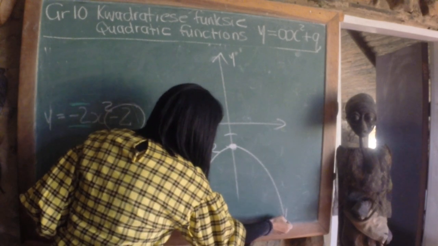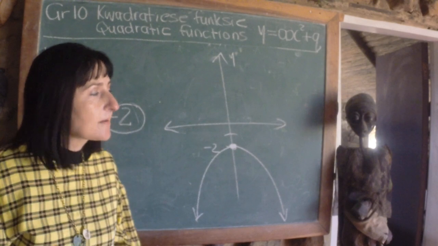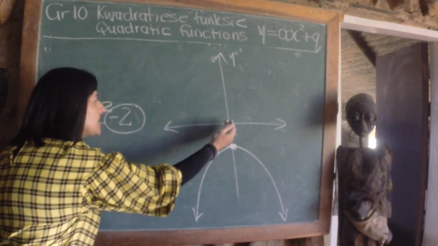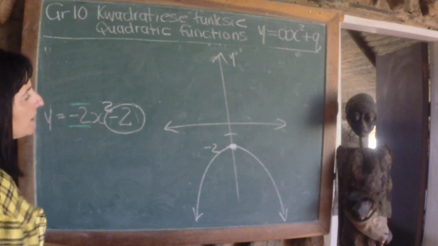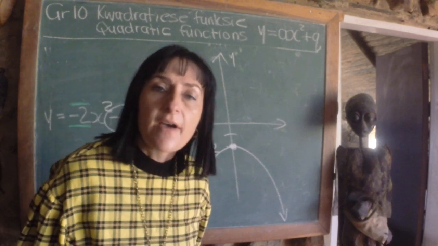So kan julle sien dat ek nie x-afsnitte gaan uitwerk nie. Hoekom gaan ek nie x-afsnitte uitwerk nie? Want hy sny nie die x-as nie. I can clearly see it there. And if you try to work out x-intercepts, you will get an error. Hy sal nie werk nie.